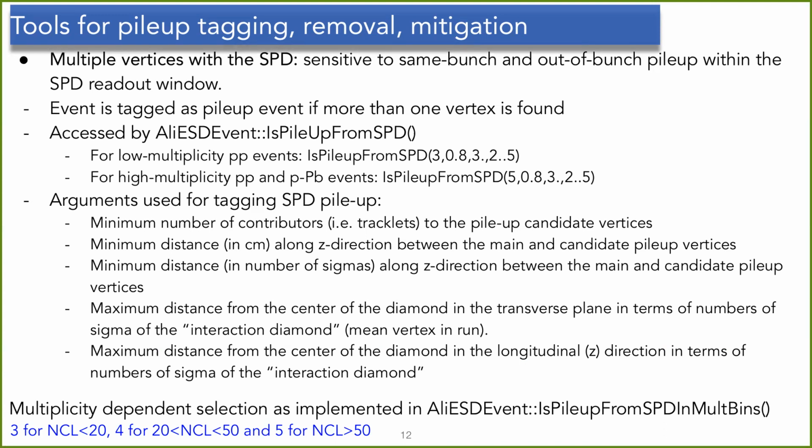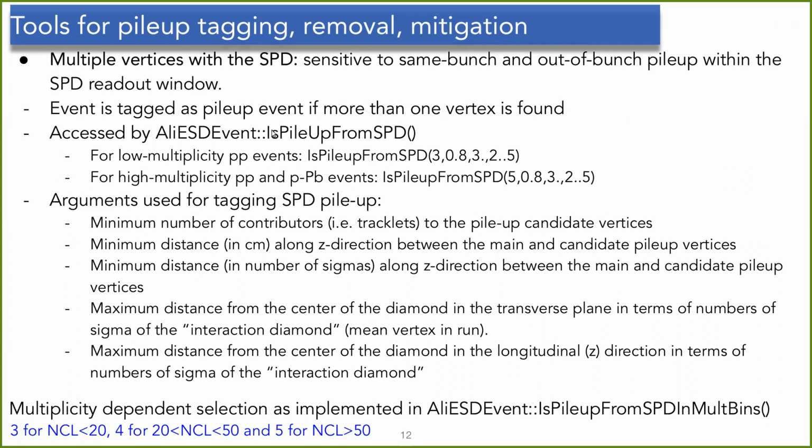That is why we need to put another selection: we need to check whether there are multiple vertices in that event. And how can we do that? One can do that by calling IsPileupFromSPD from the AliESDEvent class. If you call IsPileupFromSPD in AliESDEvent, it will tell you if there is more than one vertex in that event, meaning that the event is affected by pileup.